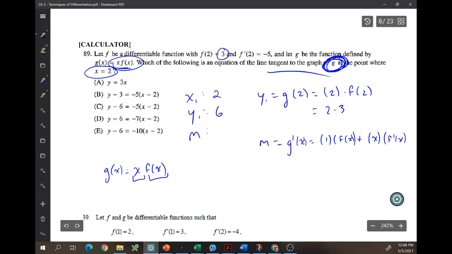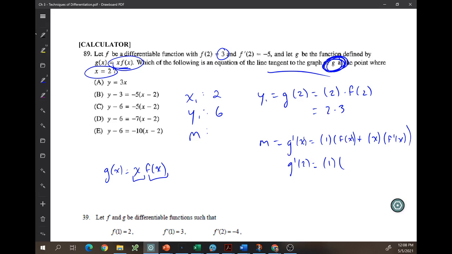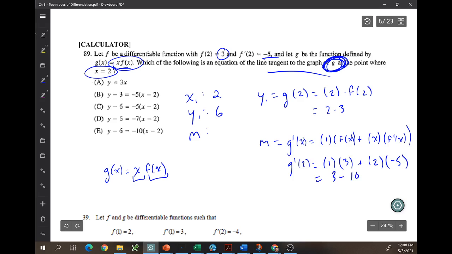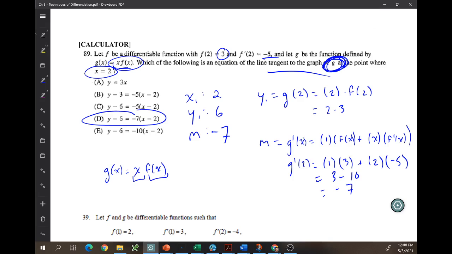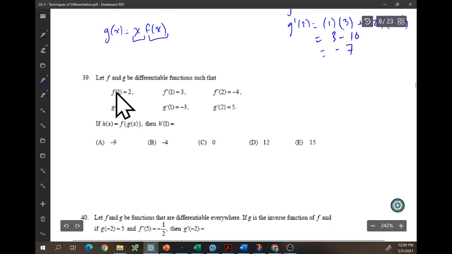And so for the slope, we have to plug in 2. So g prime of 2 is going to be 1 times f of 2, which is 3, plus 2 times f prime of 2, which is negative 5. That's going to be 3 minus 10, which is negative 7. So literally just from right here, I know the answer is D, because that's the only one with the correct slope. But y minus y1 equals m, negative 7 times x minus 2. It checks out. So our work checks out. You do want to double check that all of your work does match, because if it didn't, maybe you made a mistake somewhere. All right, next one.